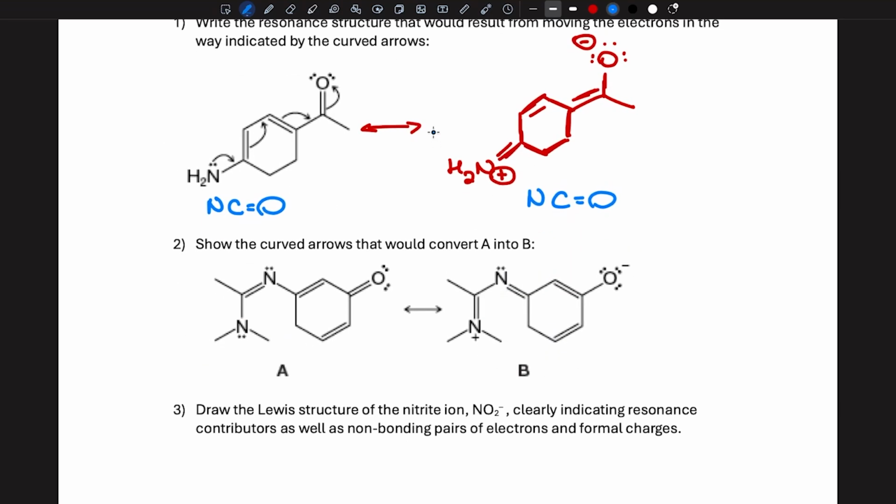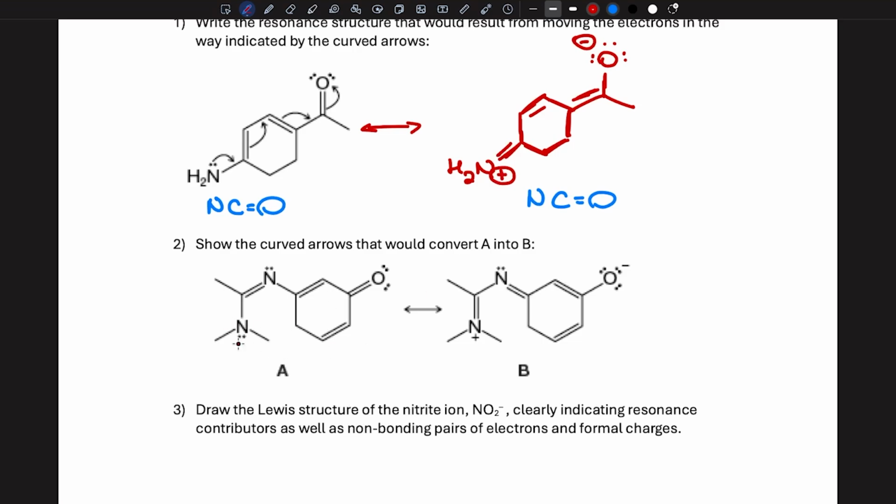In the next question, we're doing the opposite. We're given two resonance structures, and we have to show curved arrows that would convert A into B. The important part is that we're converting A into B, and so we're only showing the arrows on the A. We're not showing arrows on the B going backwards. That's a common misconception I remember making as a student. Just look at what they're asking you. That's the side that actually became a resonance structure.